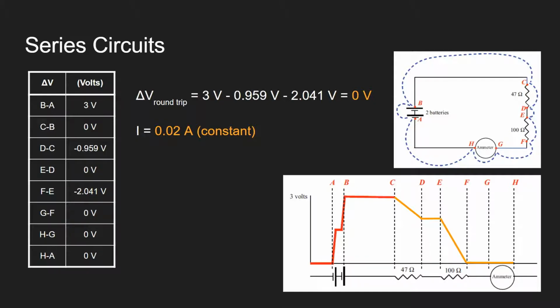And as you can see on the bottom right, there's a graph of how the voltage changes across the circuit. There's an increase in voltage across the battery, and it decreases by the amounts mentioned before at the different resistors.